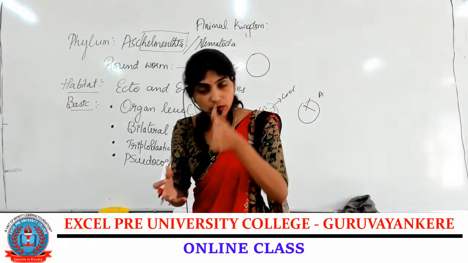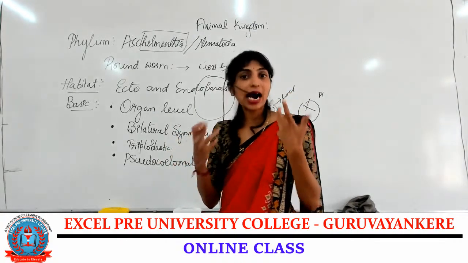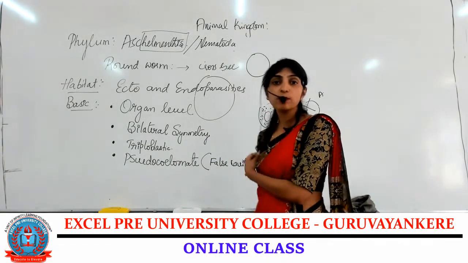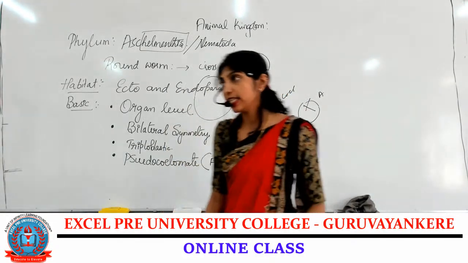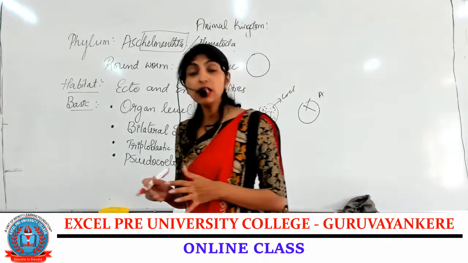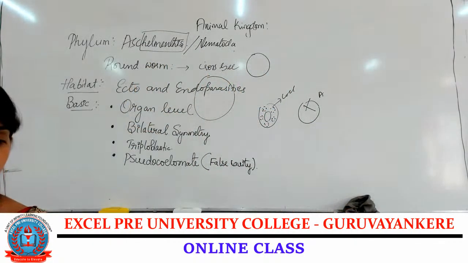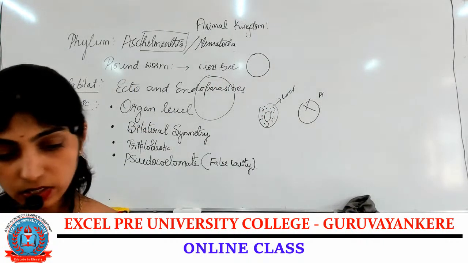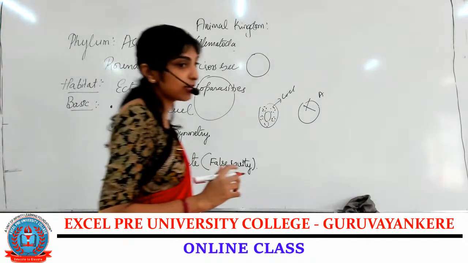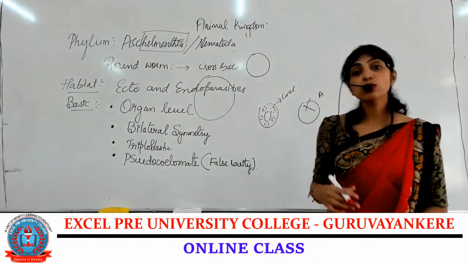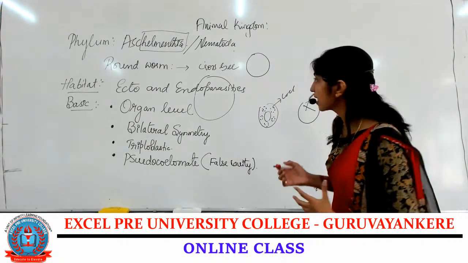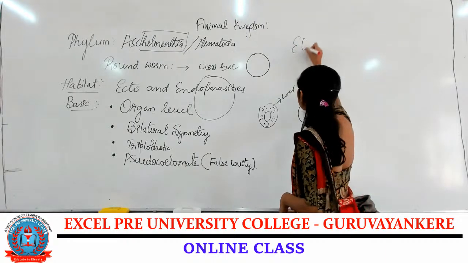That is, when we divide the organism, it is divided into left and right. Then we have triploblastic. What is triploblastic? They have three germinal layers. And then pseudocoelomates, which means we have a body cavity, but it is not a true body cavity. And in case of these organisms, they cause the disease called elephantiasis.